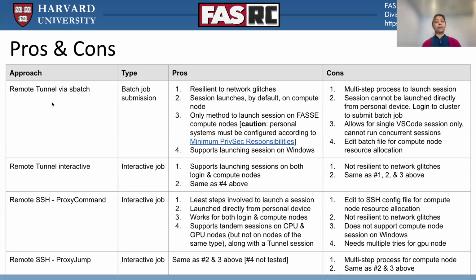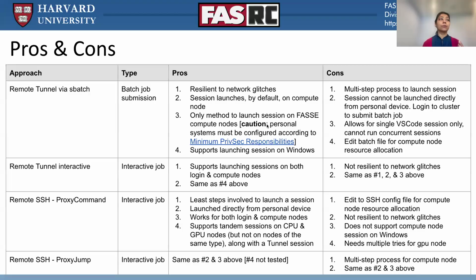So the first one that I'm going to talk to you about is where you're launching a VS Code session using the remote tunnel approach via the SBatch option. I'll go into more details about this in my demo, but this is the FASRC recommended way. The main reason is that it is resilient to network glitches, okay? And also, when you set this up, it will essentially always launch the session on a compute node, okay? This is the only method that can also launch a session on a FASSE compute node.